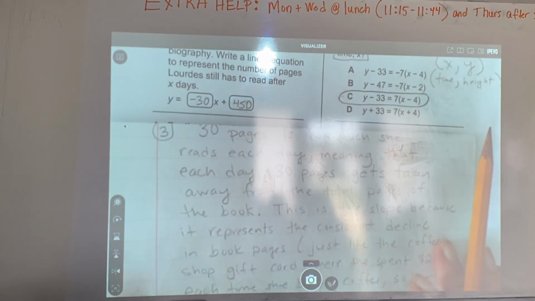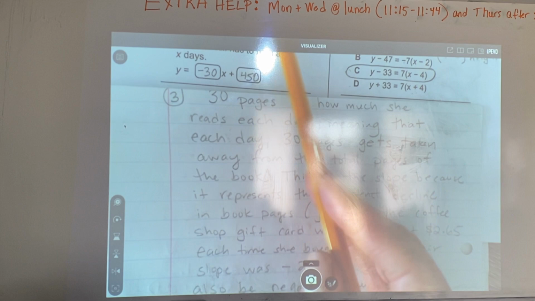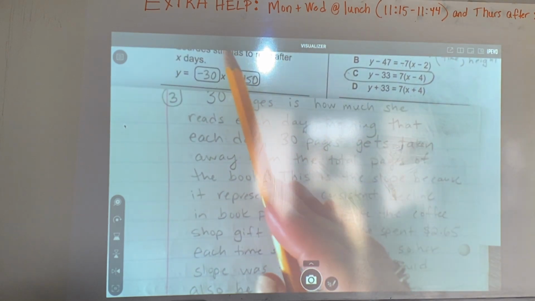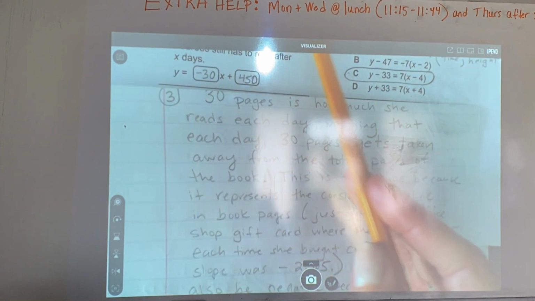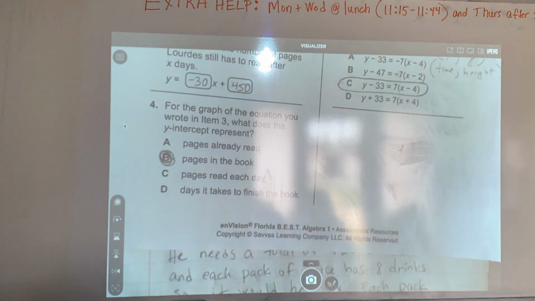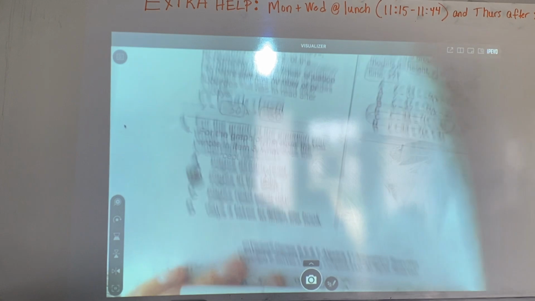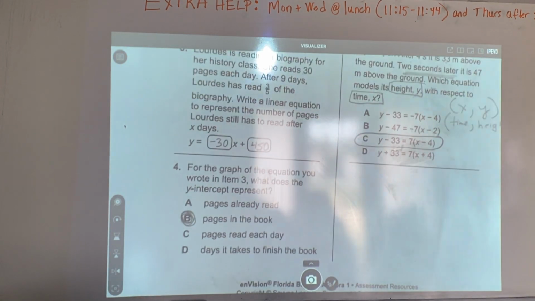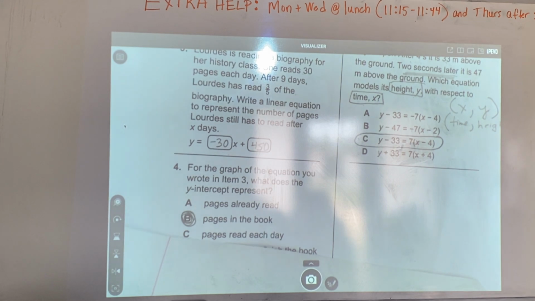Now going back, it says she read 3/5 of the biography. Oh, I have another page here. Oh, I gotta find it, hold on. Here we go, the next page here.